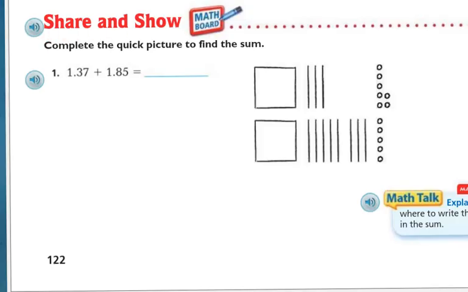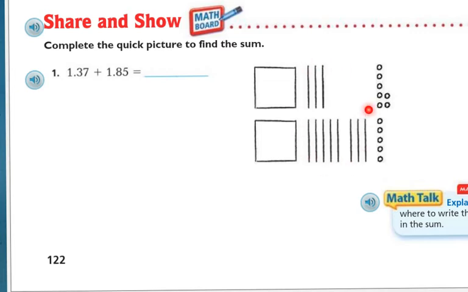Okay, share and show. Complete the quick picture to find the sum. So I have 1 and 37 hundredths. So there's the 1, and there's the 30, and then there's the 7. So I have my 1 whole, my 3/10, and my 7 hundredths. And then on the next one, I have my 1 whole, my 8/10, and my 5 hundredths. So we're going to complete this picture.